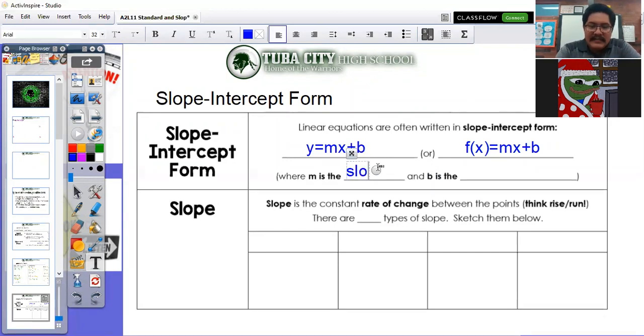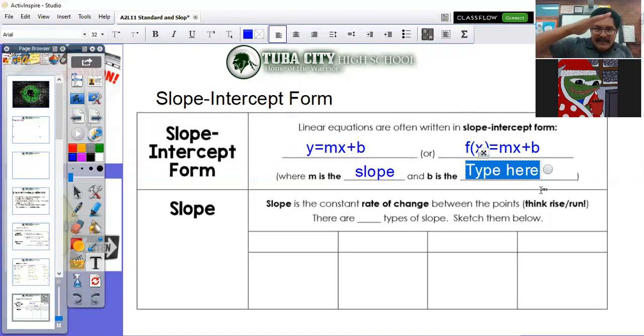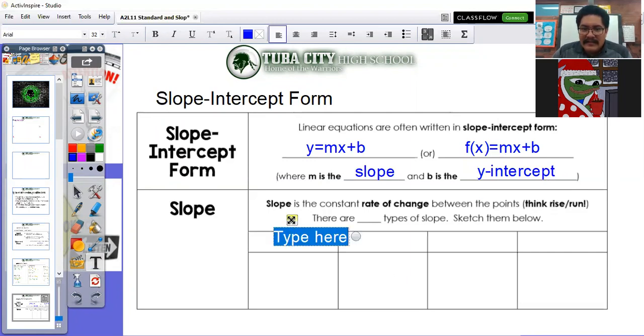Now in both of these, m is the slope, and that means kind of like the pitch of the line. So as the line's going this way, is it going down or is it going up, right? And you always look at it in terms of left to right. And this here would be the y-intercept, is the b value.